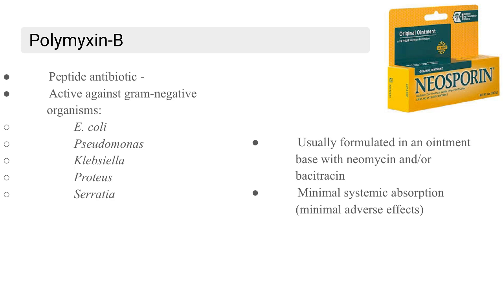Polymyxin B is yet another agent, usually in an over-the-counter form, combined with bacitracin and Neosporin. It is active against gram-negative organisms, so it provides a nice complement to the other agents that we'll talk about. Gram-negative organisms can include E. coli, Pseudomonas, Klebsiella, and others. Polymyxin B also has minimal systemic absorption, so we don't have to worry about systemic effects of topical application.